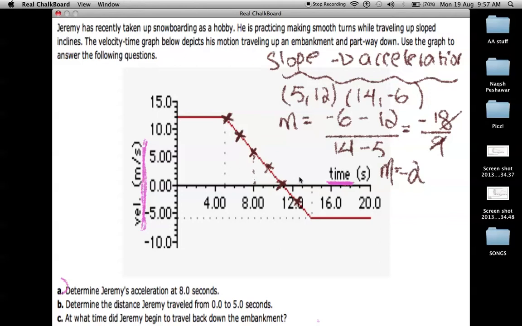Now the gradient of the velocity time graph gives me the acceleration. So since the gradient is minus 2, this means the acceleration is minus 2 meters per second square. Ask yourself, what does this minus tell me in the acceleration? This tells me that the speed or the velocity is decreasing. He is slowing down. You can see he was at a velocity of 12 meters per second till 5 seconds, and then he started to slow down, and kept slowing down till this point where his velocity was 0. He stopped for a while here, just a second or two, and then his velocity started getting negative.